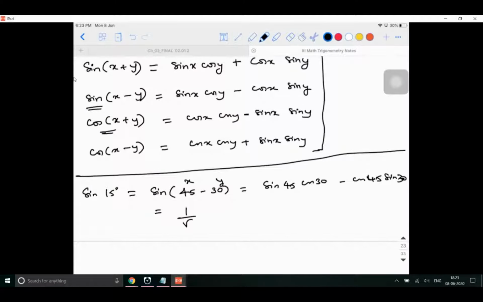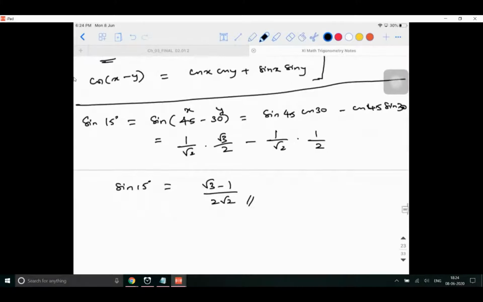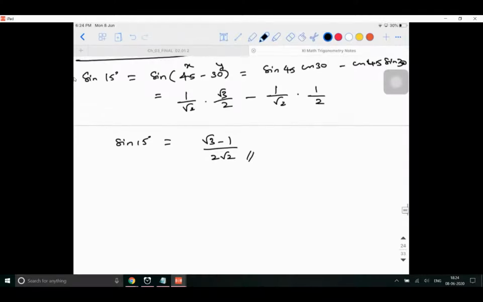So what is sin 45? 1 by root 2. Cos 30 is root 3 by 2, minus cos 45 is 1 by root 2, sin 30 is 1 by 2. So it is going to be root 3 minus 1 divided by 2 root 2. So this is the value for sin 15 degrees. I hope you're able to understand. So write it along with me.